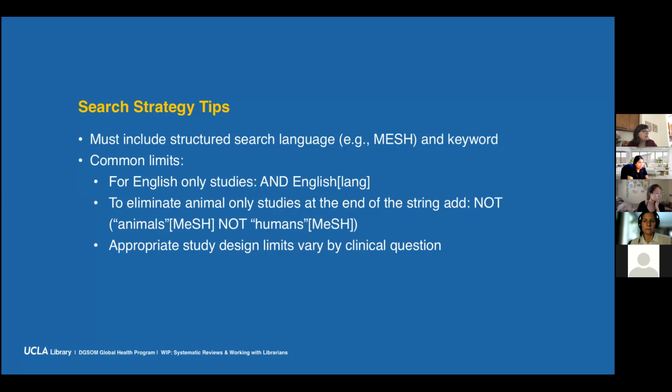If you want to eliminate animal-only studies, you have to add this string, which I know seems a little odd, that it's like a not in a not, but if you just do not animals, you could still find animals. I have to revive myself on this. Animals, not humans. So it's kind of like this double negative to make sure you get all human studies, essentially. Appropriate study design will vary on your clinical question. Maybe you'll be doing a trial for something, and maybe if that's for treatment, but if it's for something more diagnostic, you might want to do a different type of study design too.